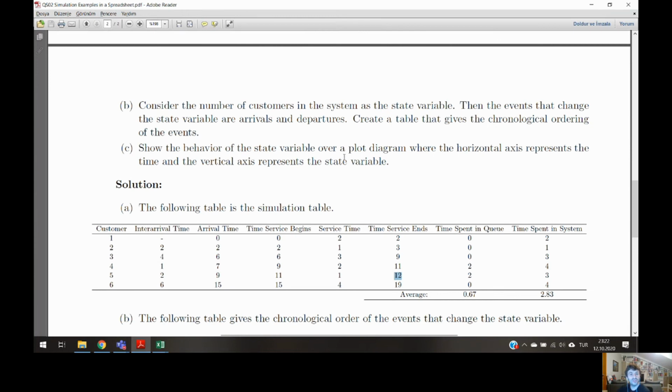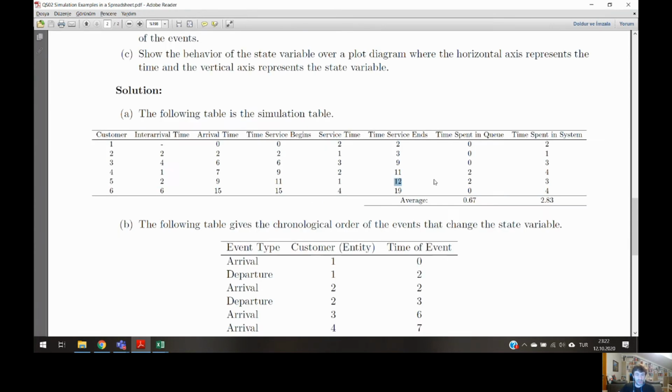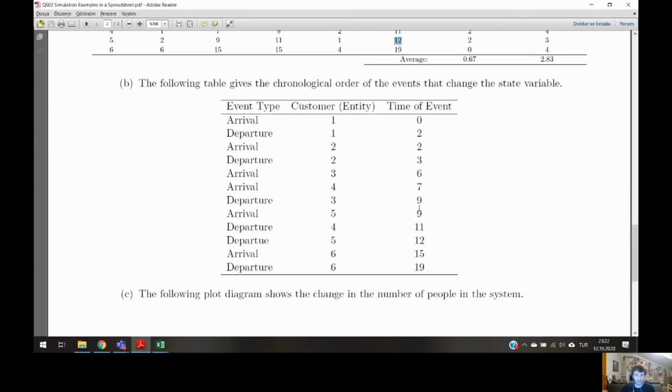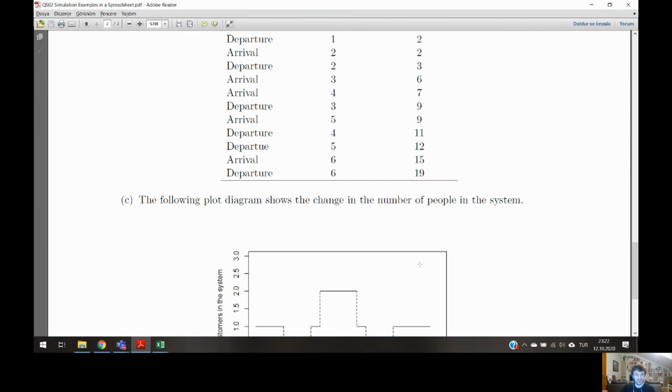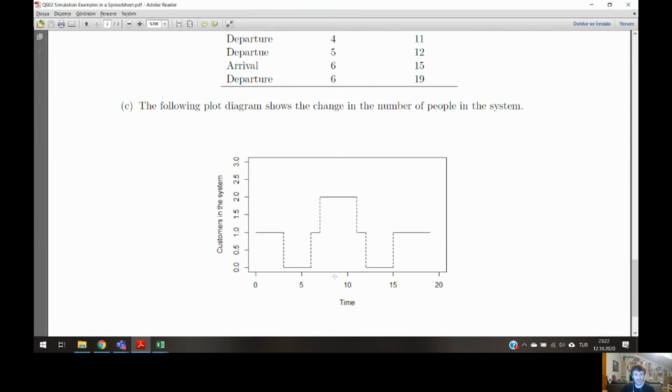Show the behavior of the state variable over a plot diagram where the horizontal axis represents the time and the vertical axis represents the state variable. We are going to draw this plot diagram. It says horizontal axis represents the time. So let's do that. For how many minutes are we observing this system? The last customer is going to depart from the system at minute 19. So over the horizontal axis, I am drawing a time axis for 20 minutes.